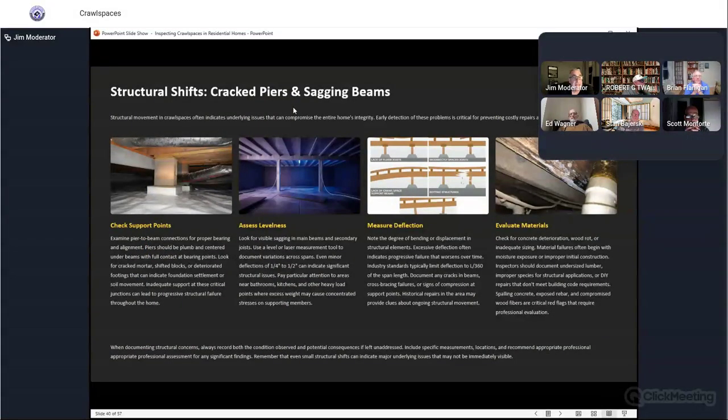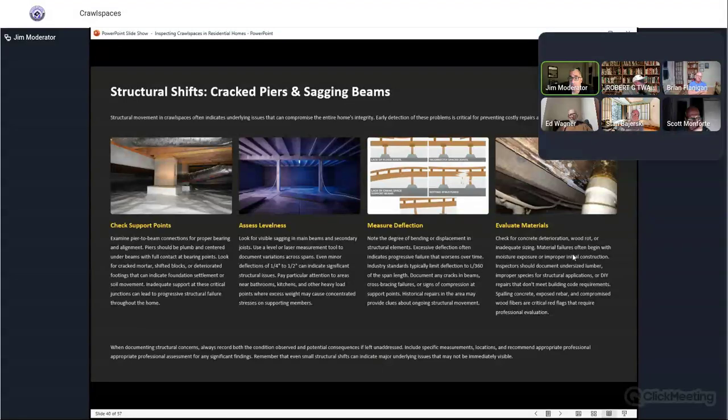Structural shifts, cracked piers, sagging beams. We're going to check structural points, examine the pier to beam connections for proper bearing and alignment. You want to make sure everything's nice and straight. Excess levelness, you want to know any deflection in the floor or your beams. And you want to evaluate as much of the material. Check for concrete deterioration, wood rot.